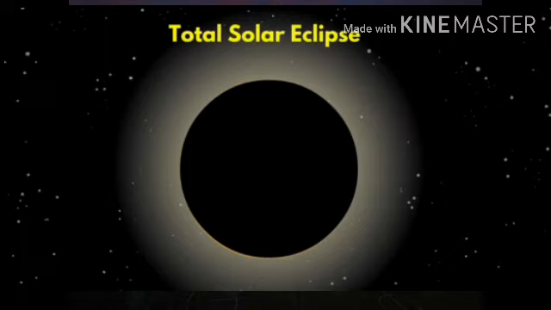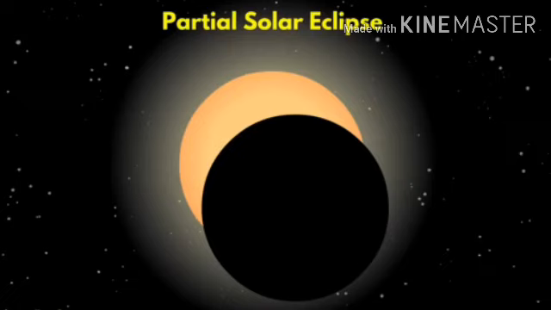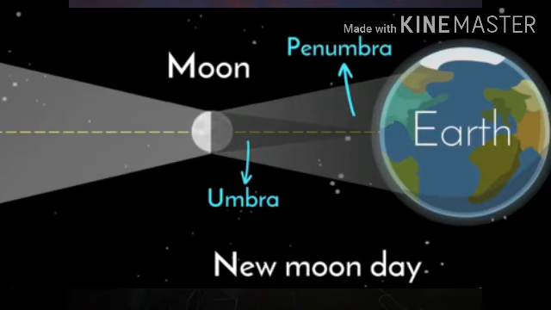Total solar eclipse is seen in a very limited region. At the same time, where the shadow is lighter, the sun disk appears partly covered. This condition is described as partial solar eclipse. The shadow which is cast during the eclipse is of two types. The central portion of the shadow is darker, that is called umbra, and the periphery is light and it is called penumbra.